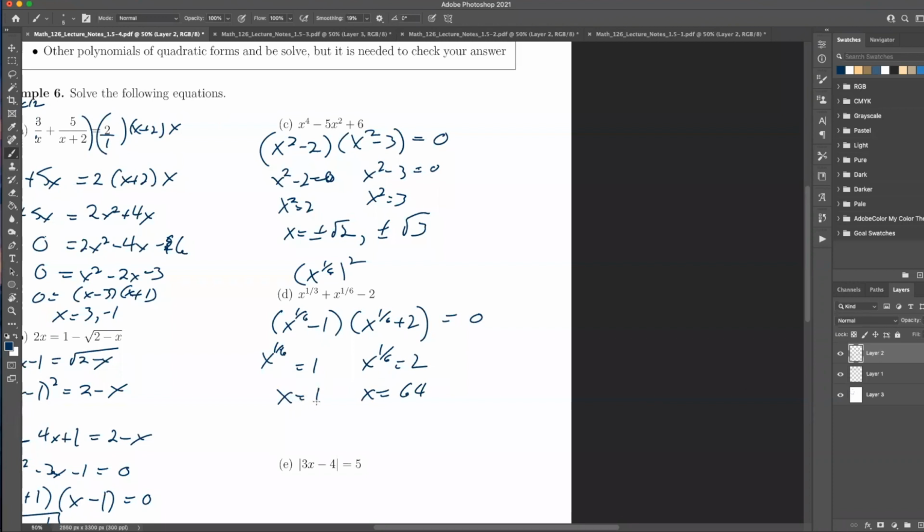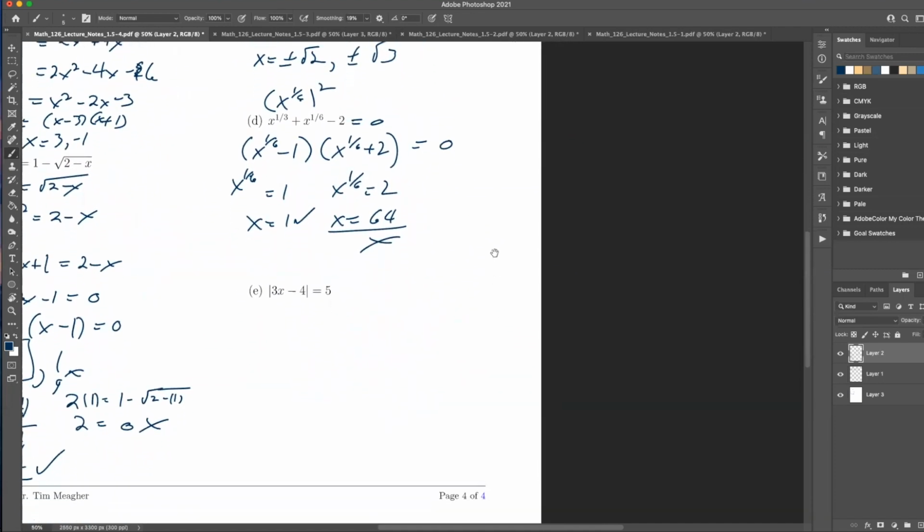If we plug in 1, I'll get 1 plus 1 minus 2. Oops, this is supposed to equal 0. My equations don't equal anything right now. I'll have to fix that. Sorry about that. So here, 1 plus 1 minus 2 equals 0. That's good, right? The 64 doesn't work. I'll just tell you right now, it doesn't work.